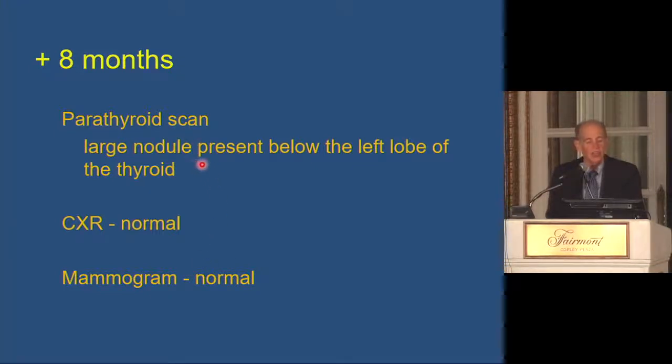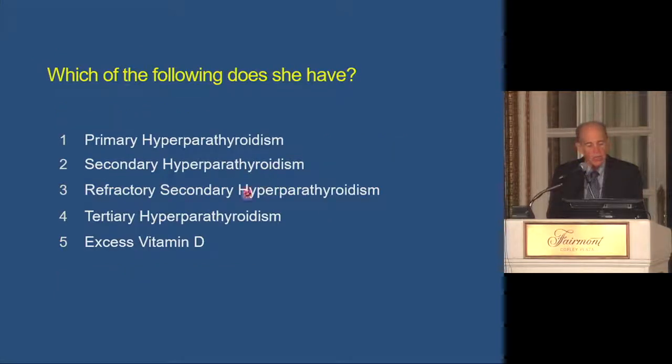She had a single large nodule below the left lobe of the thyroid. This is critical. If she had tertiary, she'd have 4 big glands. If she has primary, she has 1 gland. Perfect test.